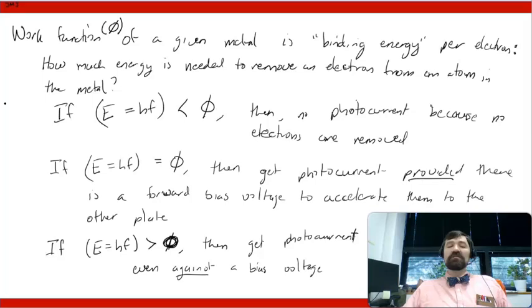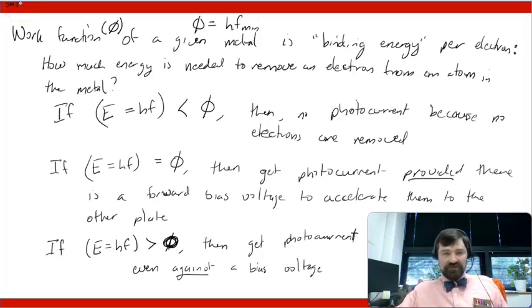Okay, so what does that tell us in turn? Well, we can convert these all into terms of frequencies. In some sense, you can say that phi is equal to h times f minimum. So we can say this is the case where f is less than f min. This is the case where f is equal to f min. And this is the case where f is greater than f min. So we're looking at what is the frequency of the light relative to the minimum frequency to knock electrons out of this atom.